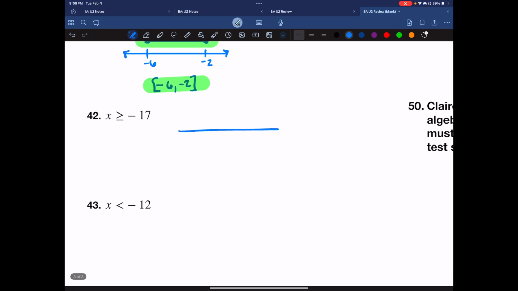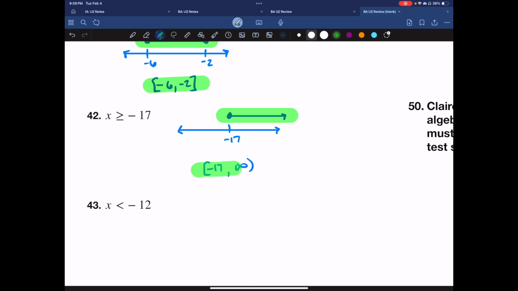Again, you got -17, closed circle, shade to the right. So that means -17 is the lowest end. It's included, and it's increasing without bound. Right? When the infinity is on the right side of the comma, it's positive. If it's on the left side of the comma, it's negative. So keep that in mind.